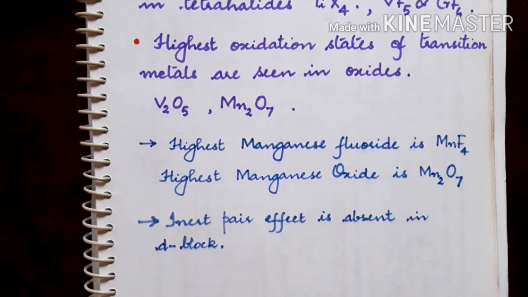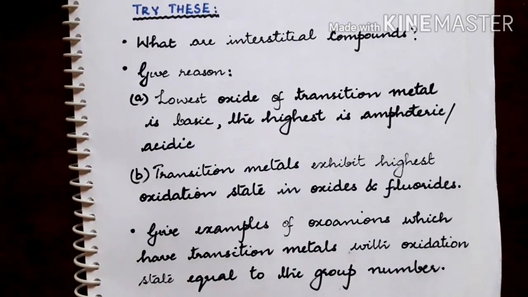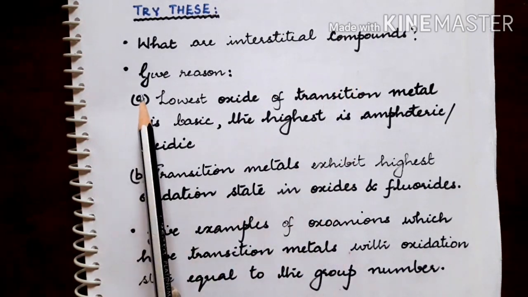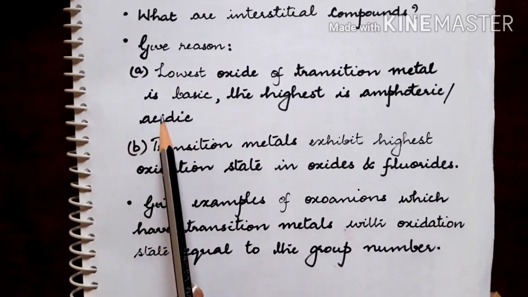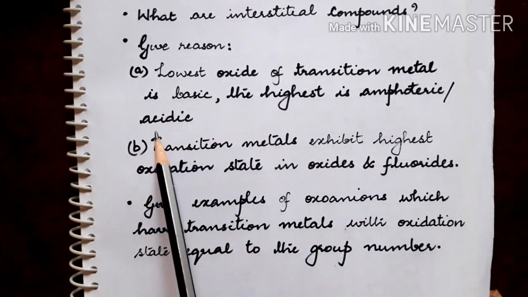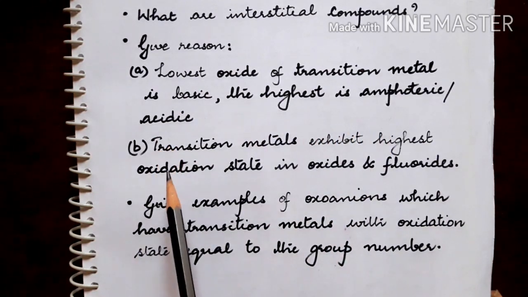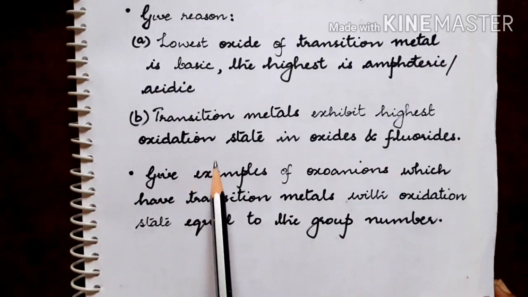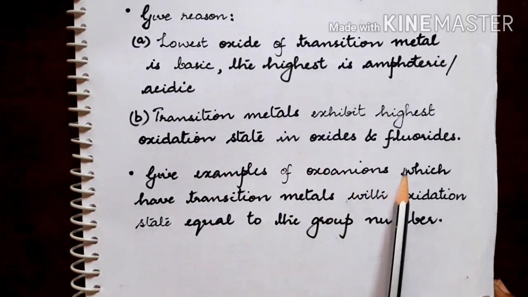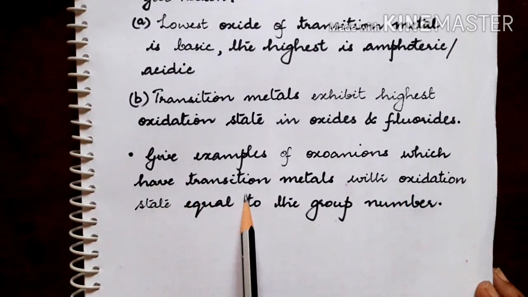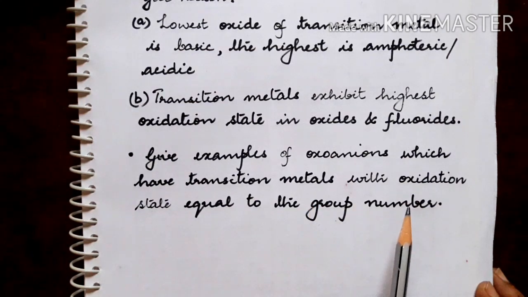Hope you have understood. Now try to answer these questions. First question: what are interstitial compounds? Give reasons for the following. First one: the lower oxidation states of transition metals are basic, whereas the highest will be either amphoteric or acidic. And second: transition metals exhibit highest oxidation states in their fluorides or oxides. Give examples for oxoanions in which the transition metals have the oxidation state equal to the group number.